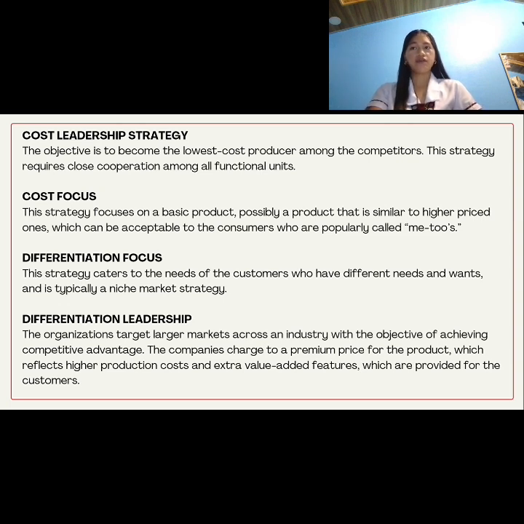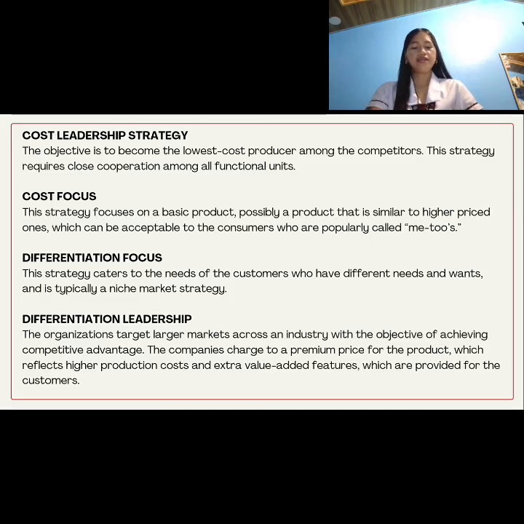Second is the cost focus. This strategy focuses on basic product, possibly a product that is similar to higher priced ones, which can be acceptable to the consumers who are popularly called me-toos. So nag-focus ni siya sa specific group of customers by offering a simpler or basic version sa product. Ang product ay usually same sa higher priced option pero cheaper, making it attractive sa budget-conscious buyers.